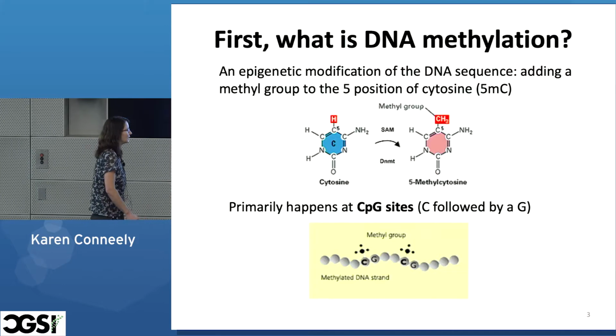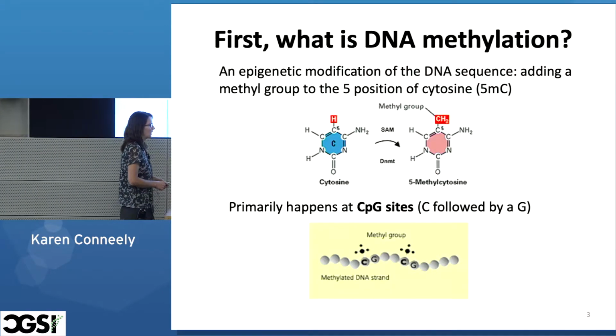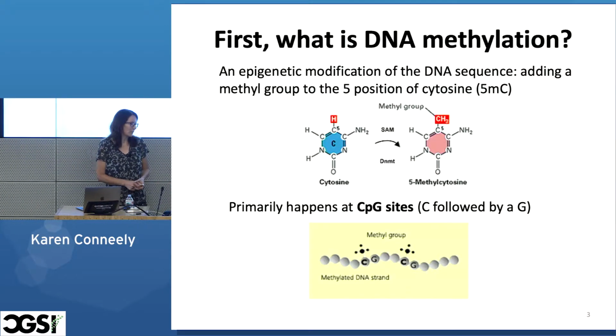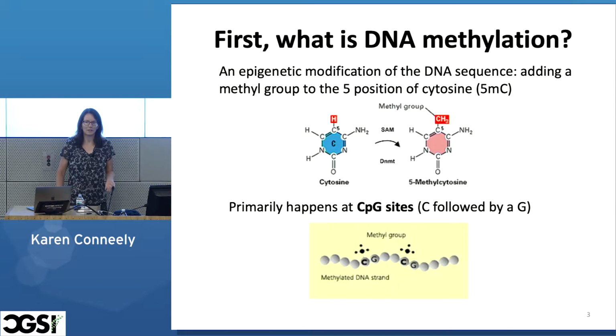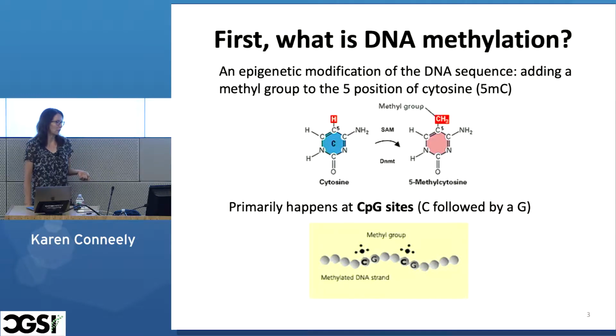DNA methylation is the addition of a methyl group to the 5 position of cytosine. It's considered an epigenetic modification, which is an external change that influences gene expression but does not alter the DNA sequence. And so this is the chemical addition of a methyl group to a cytosine. It primarily happens at cytosines that are followed by guanines, also known as CpG sites.